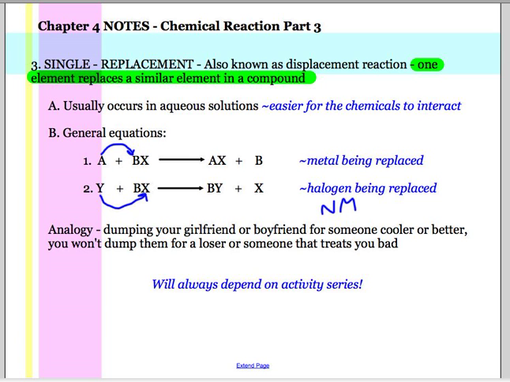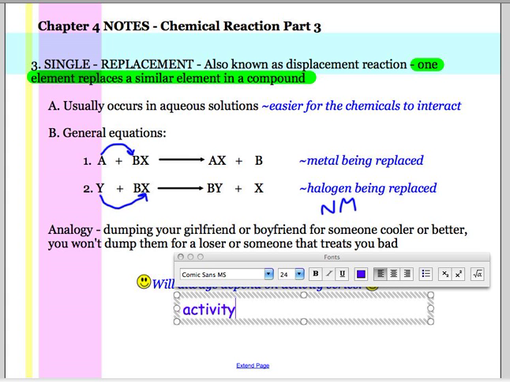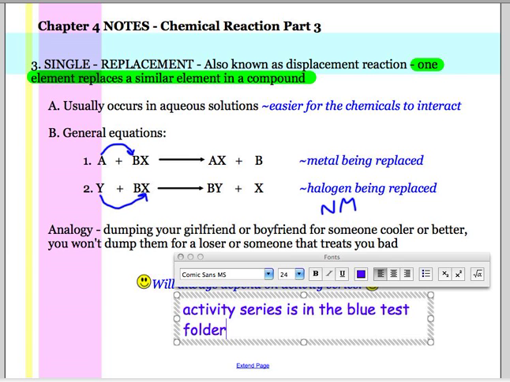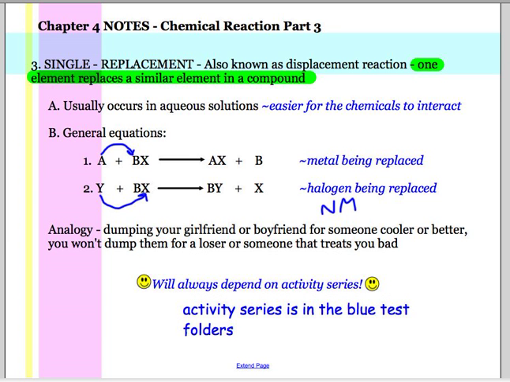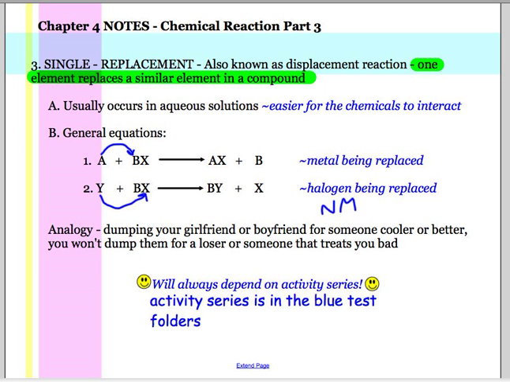And how you tell if a single replacement is going to happen or not is you actually have to check what we call the activity series. And that's in your notes, and we'll get to it. One thing you may want to write down about the activity series is that it is in the blue test folders. So it's not something you need to memorize. It's not something you need to put on a note card. You just need to be able to use the activity series and understand what it is when we explain it.